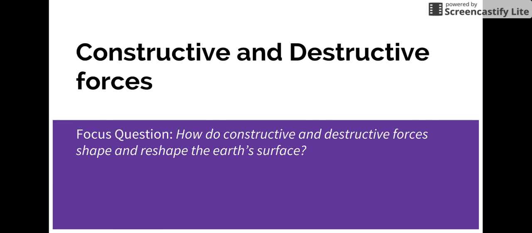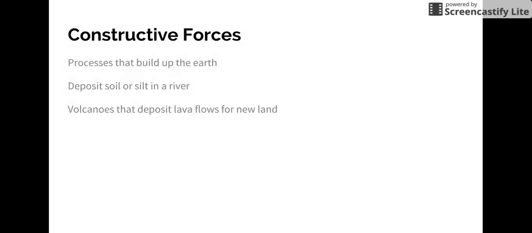Okay, so today we're going to talk about constructive and destructive forces. And our focus question is, how do constructive and destructive forces shape and reshape the Earth's surface? So let's start with talking about what are constructive forces. These are processes that build up the Earth.